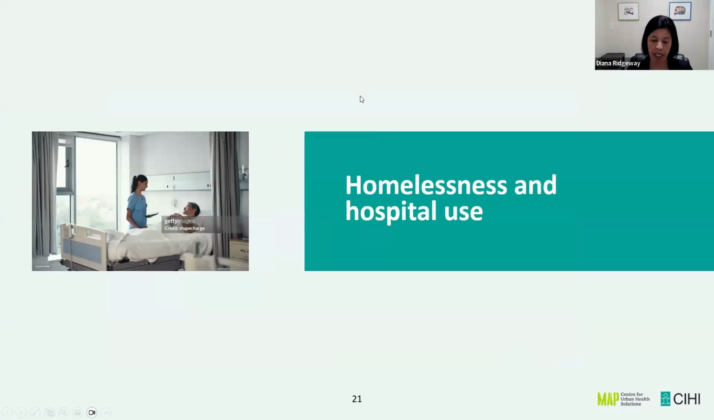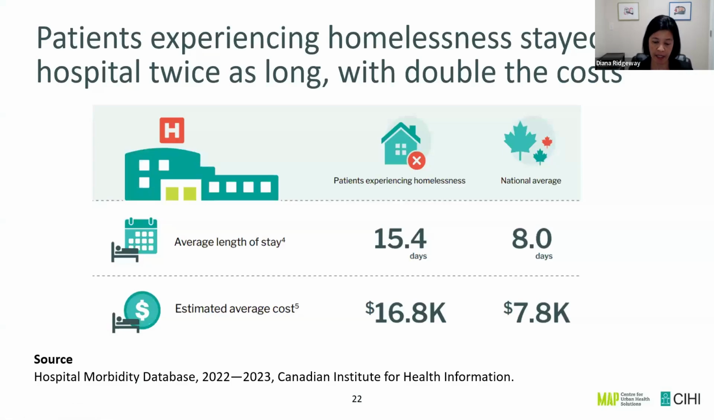Last year, CIHI released our second report about homelessness called Homelessness and Hospital Use. National level analyses highlight some of the kinds of information you can create at a more local level. For all of these analyses, we selected records that contained the mandatory code for homelessness. We found that compared to the national averages, patients experiencing homelessness stayed twice as long with double the costs. For example, the average length of stay for patients experiencing homelessness was 15.4 days compared to the national average of 8 days.